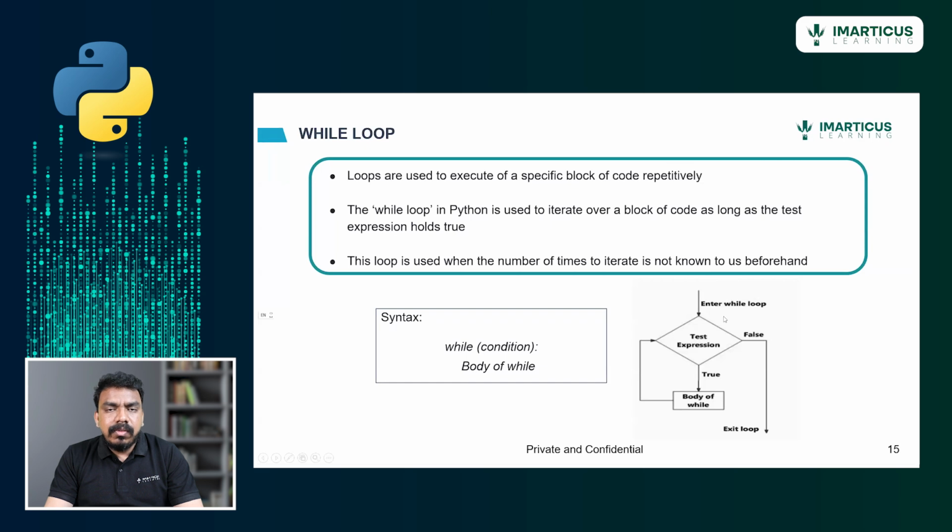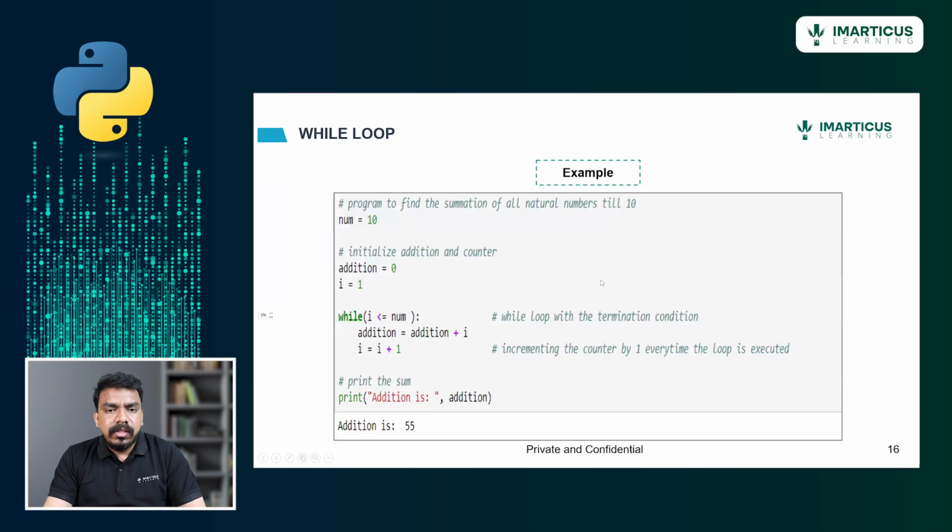This diagram will help you have a clear understanding of the while loop, where you have a test expression. If the condition is true, the body of the while loop will keep getting executed until it fails, right? So here I have provided a basic example of a while loop.